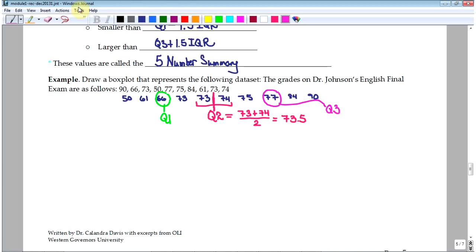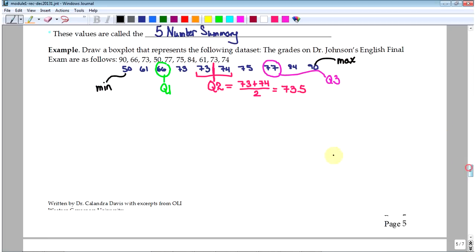Okay, we also can easily see our max and our min. So the minimum is our smallest data point, which is 50, and the max is our largest data point, which is 90. Right, well, we have everything we need now in order to graph a box plot.